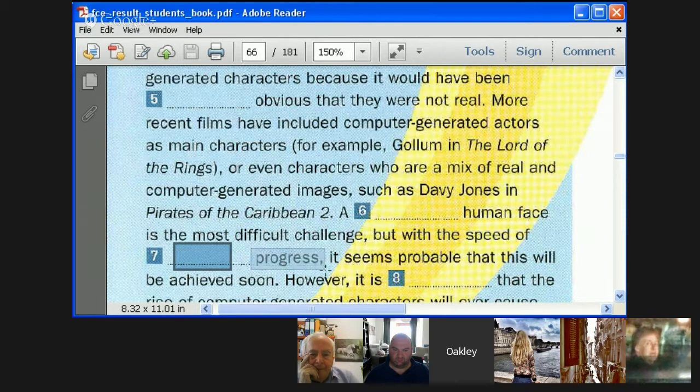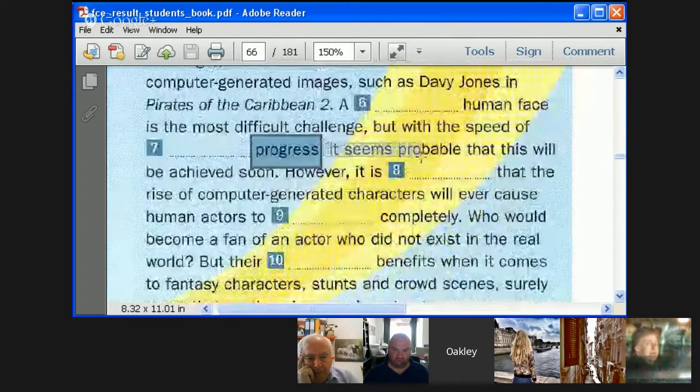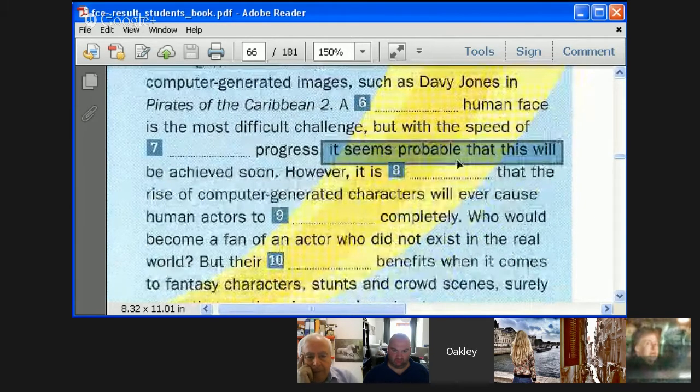Well, progress. Yeah, it would have to be the adjective because again we have it followed by the noun. All right, I'm sorry for my confusion there. It double whammied me and I missed it. Okay, it seems probable that this will be achieved soon.